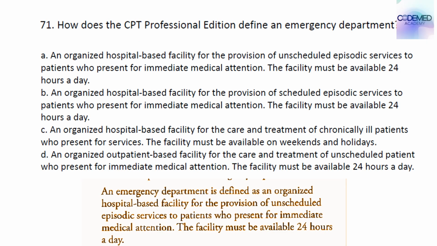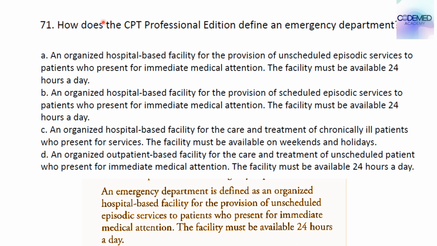How does the CPT professional edition define an emergency department? And where will you find this answer? You will go to the E/M section. In the E/M section, they have given the codes for the ER, and at the beginning of the ER codes there is a definition of what is the emergency department. It is called either ED or ER, but it says that the emergency department is defined as an organized hospital-based facility for the provision of unscheduled episodic services to patients who present for immediate medical attention. The facility must be available. So in this case, it is hospital based.